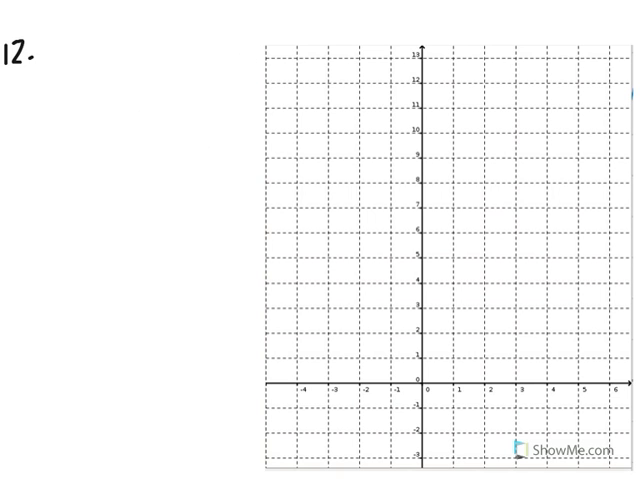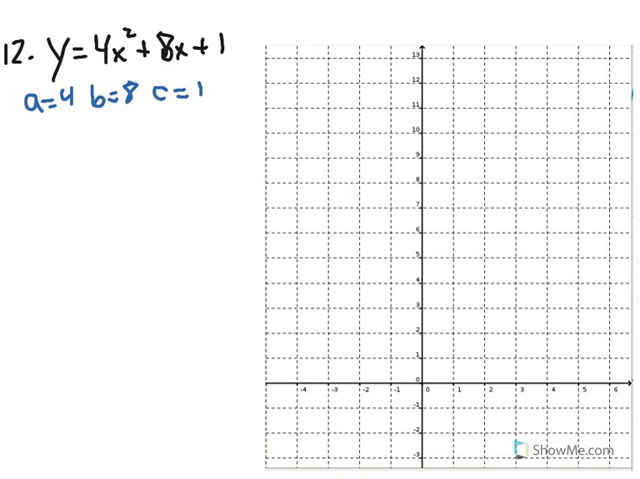So we're really graphing y equals 4x squared plus 8x plus 1. And that means that A is 4, B is 8, and C is 1. I'm just listing those because we're going to need to use those for some of our characteristics here.